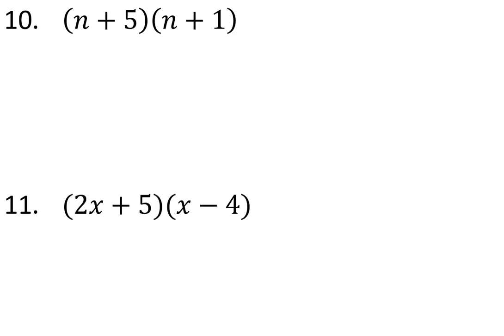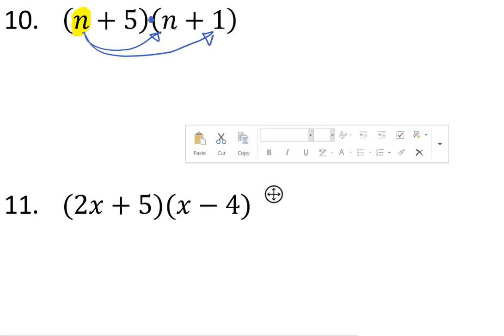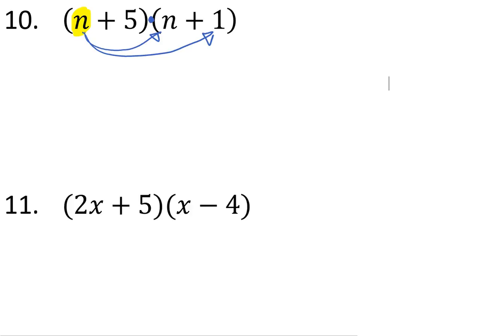All right, let's take a look at how we do number 10 here. We see that there's no sign in between, so that means multiply. So we're going to take this first term n, and we're going to distribute to each of the other two terms in the other polynomial. So we're going to have n times n, which is n squared. And we're going to have n times 1, which is 1n, and it's positive.